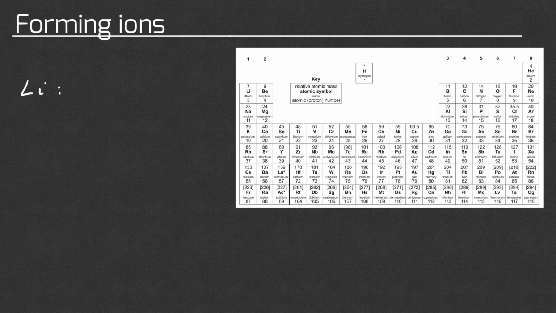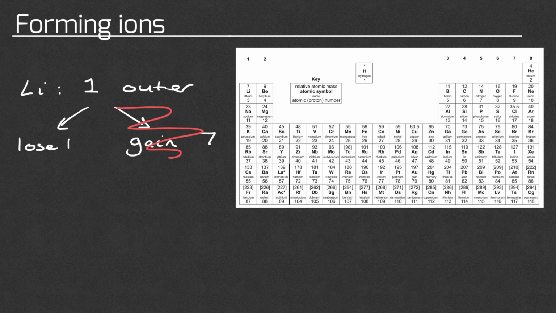We'll start off by looking at lithium. Lithium is in group 1, so it will have 1 electron in its outer shell. When forming an ion, we always have 2 options of what we can do with the electrons. Lithium could lose its 1 outer electron, or it could gain 7 electrons to go for a full shell of 8. So we can either lose electrons to go down to 0 in the shell, or gain electrons to go up to having 8 in the shell.